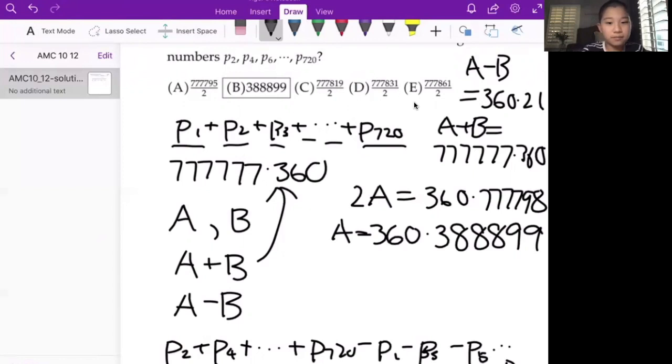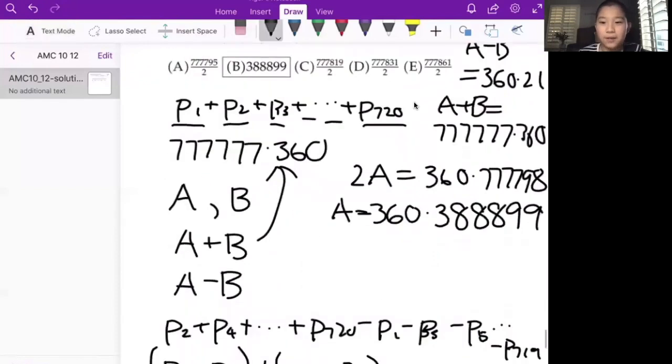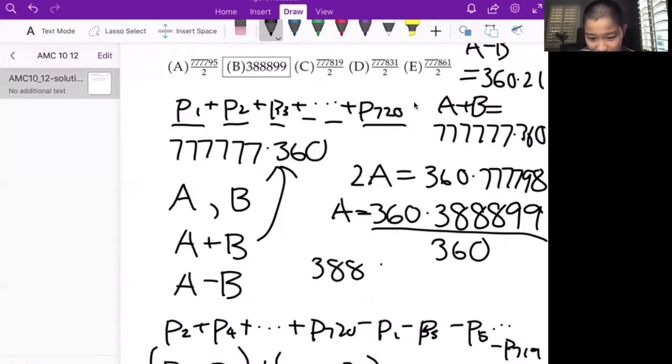And then, so it's asking for not the sum, but the average. So we need to divide it by the number of elements that are in A. So there are 360, all the evens from 2 to 720. So our final answer is 388,899.